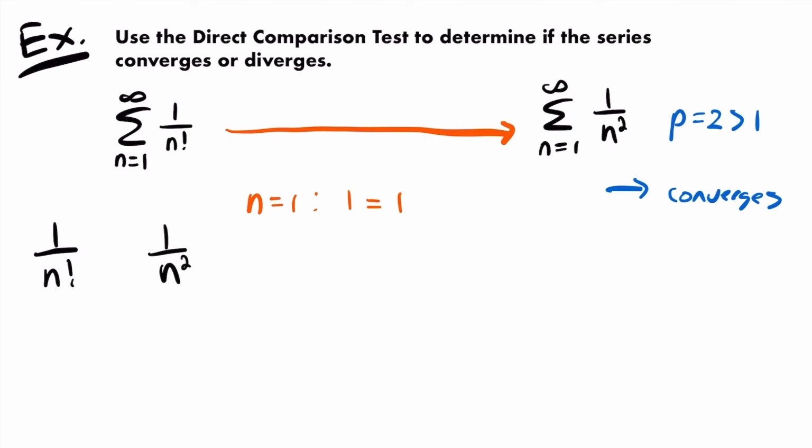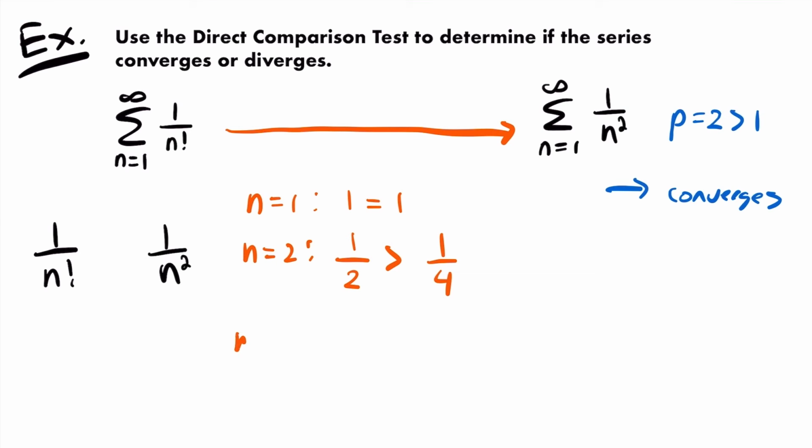They're both 1. But when n equals 2, we're going to have 1 divided by 2 factorial versus 1 divided by 2 squared. Now 2 factorial is 2, and 2 squared is 4, so we have 1/2 and 1/4. All right, and 1/4 is smaller than 1/2. All right, so we have 1/2 is greater than 1/4.